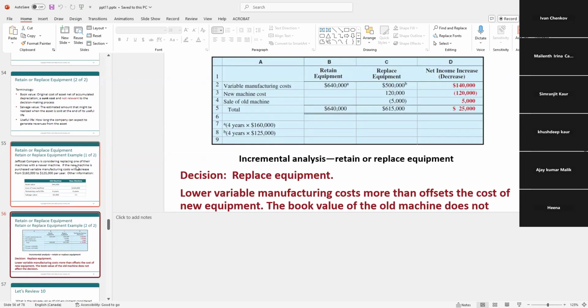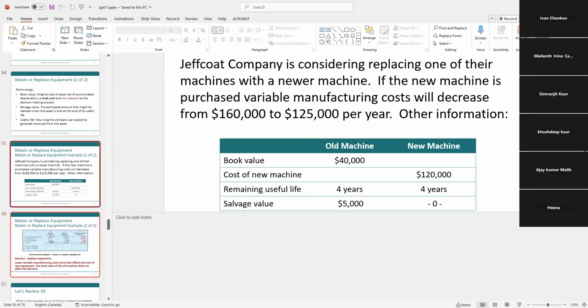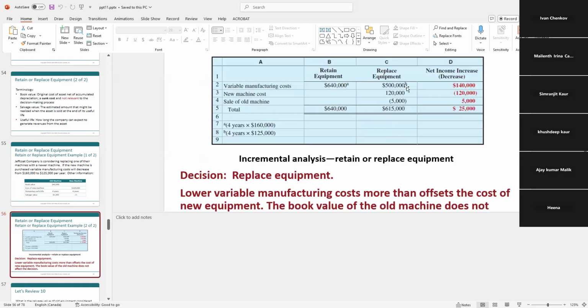Now, if you replace it, you have to pay only $125,000 per year, which over 4 years is $500,000. Plus, you have to pay for the new machine. That's on top of the variable cost, the cost of the new machine that you have to pay today. And the last thing that we have to consider is the salvage value of the old machine in this scenario if I replace the old machine. So I can get $5,000 from the old machine. So my net cost if I replace it is going to be 615.